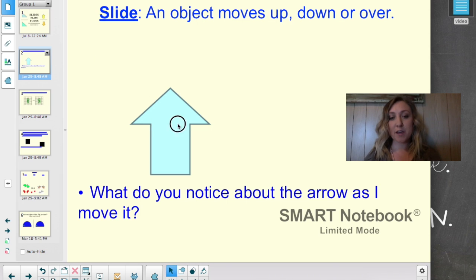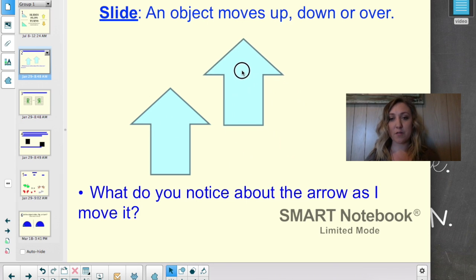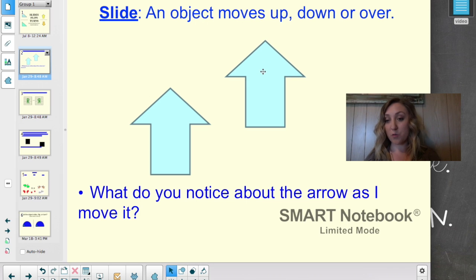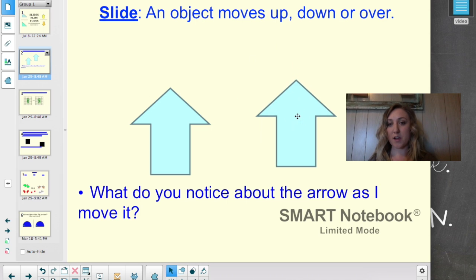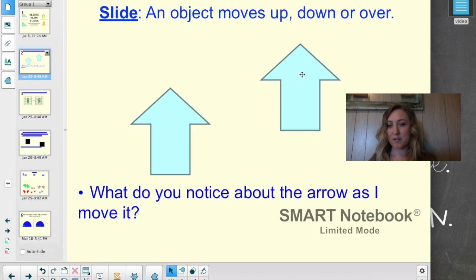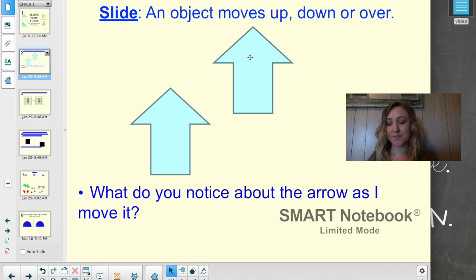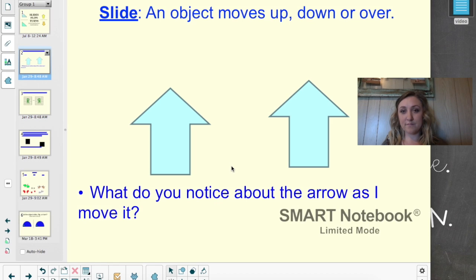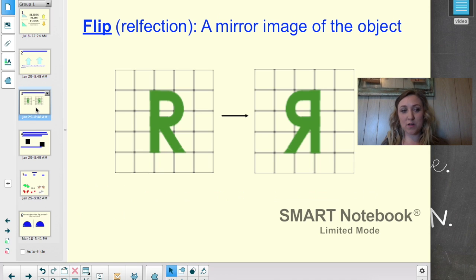So if I take my arrow, and I can move this arrow around, I want you guys to write on your whiteboards, what do you notice about the arrow as you move it? What do we notice? Alright, so what we should have noticed about our arrow is that it didn't flip or rotate. It just slid, which makes it a translation. So let's look at the next one.